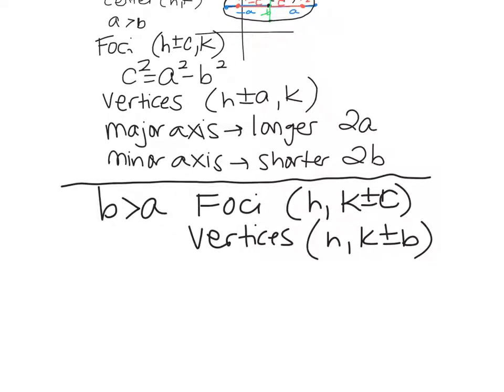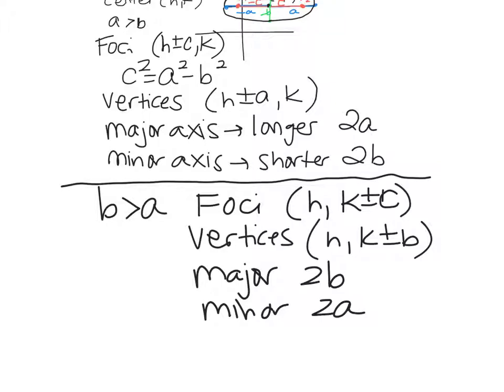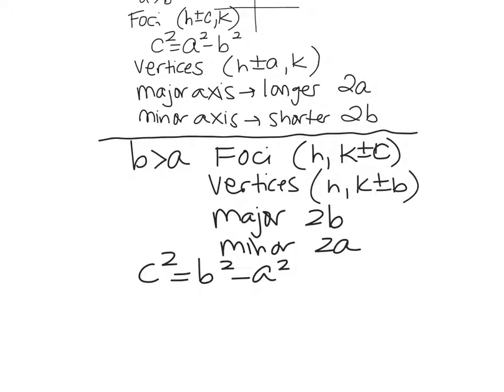The major axis would be 2B, and the minor axis would be 2A, because it's shorter now. Okay, everything just gets switched. And then for the foci, it would be C squared equals B squared minus A squared. Those get switched too. Everything just changes, okay? I hope you remember some of this. If not, that's okay. I just taught it to you again.